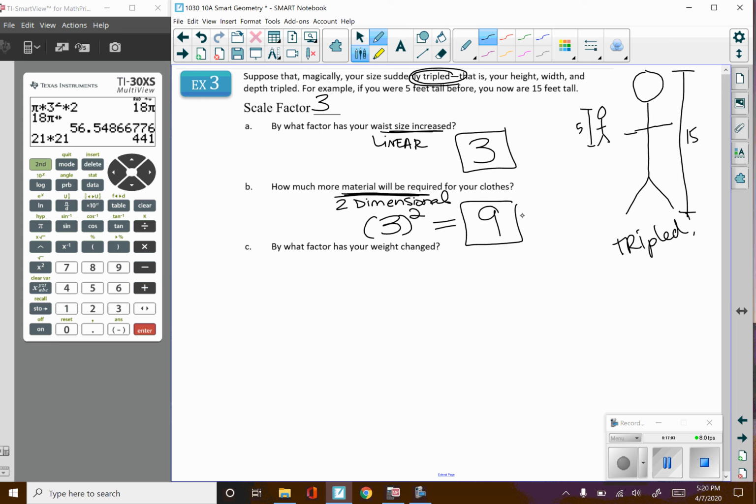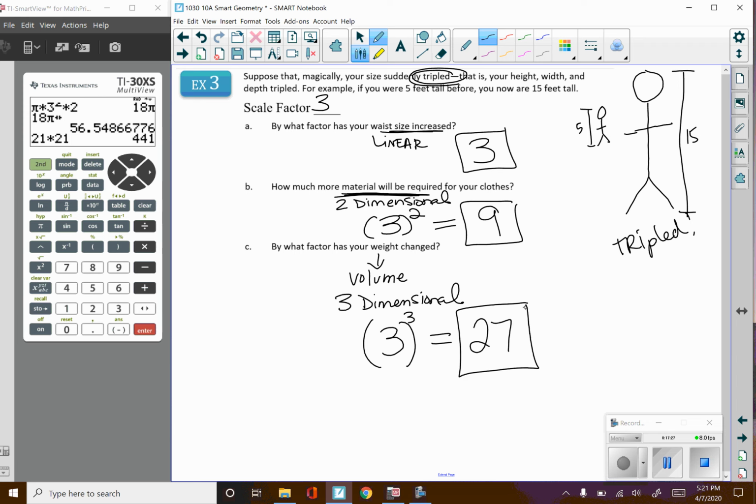By what factor has your weight changed? Well, weight is a product of volume, which is three-dimensional. So our scale factor is 3. We need to raise that to the third power because it's three-dimensional. So we're not going to weigh 3 times as much. We're going to weigh 27 times as much because volume and weight are three-dimensional things. So just make sure you're remembering to use your powers when you are talking about two or three-dimensional objects and you're scaling them. All right, so that is it.